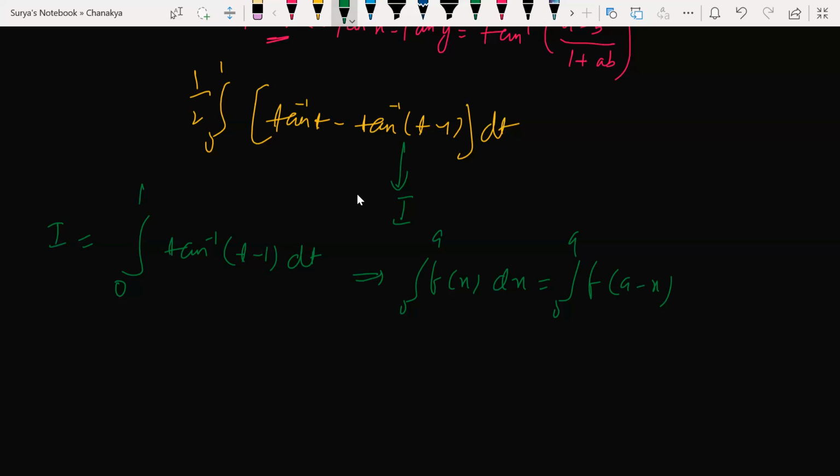So what is this going to be now? 0 to 1, tan inverse of, this can be written as a. What is a here? 1 minus x. X is nothing but t minus 1, so plus 1. Hope you are getting my point. Sorry, a is 1. So plus minus t minus 1. This will be getting cancelled.